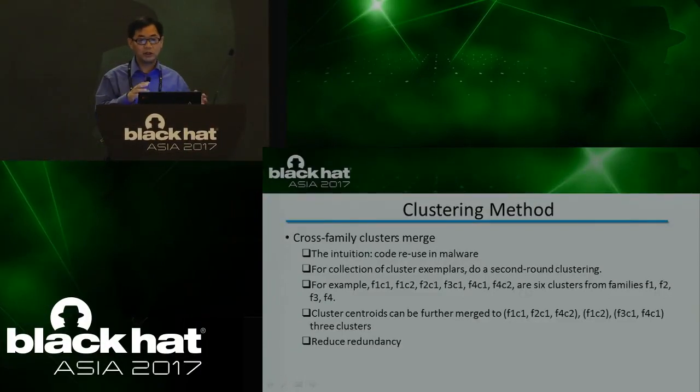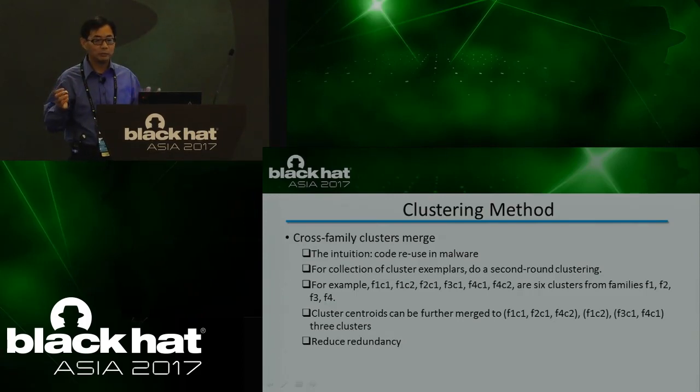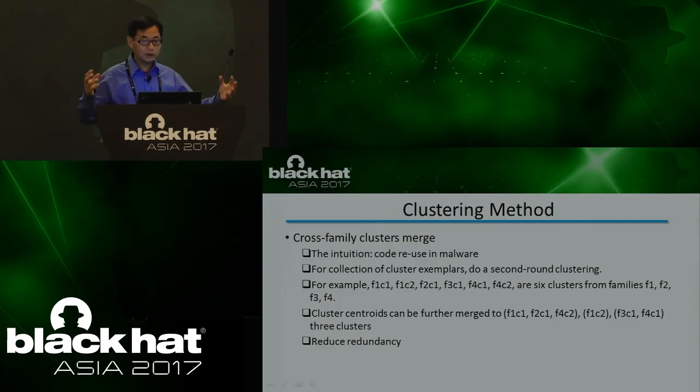For example, last year we first had Lucky ransomware, and very quickly we saw different variants. Basically they look almost the same, with only a little change. So with the cross-family merge, we can reduce the redundancy and find some commonality between the different families.